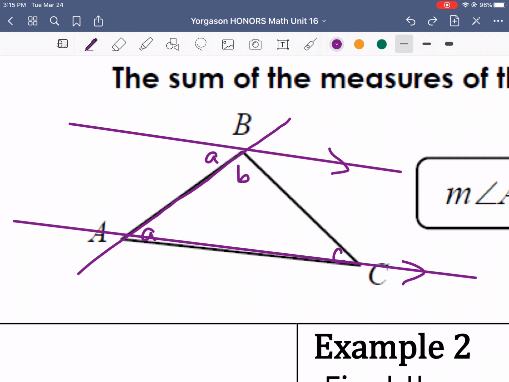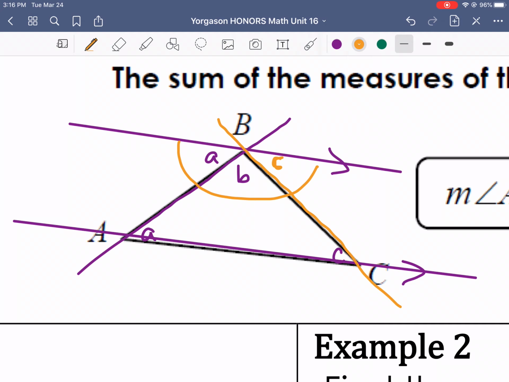And likewise, if we think about this transversal through our two parallel lines, we also have an alternate interior angle right here with C, right? And you may notice that all together they are making a straight line. So that's one way to prove, based on what we've got, that these three angles together add up to equal 180 degrees.